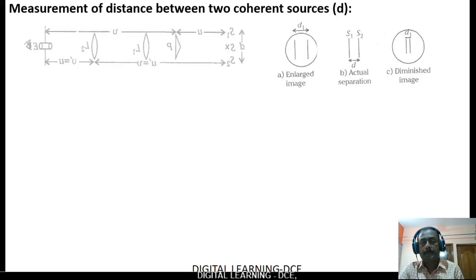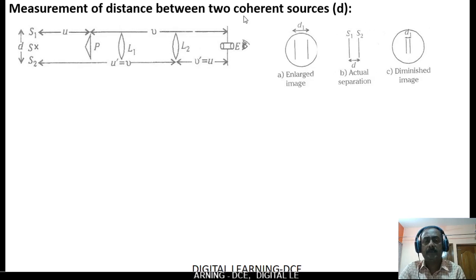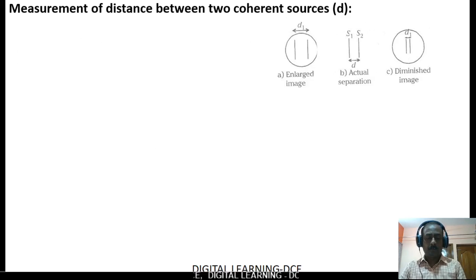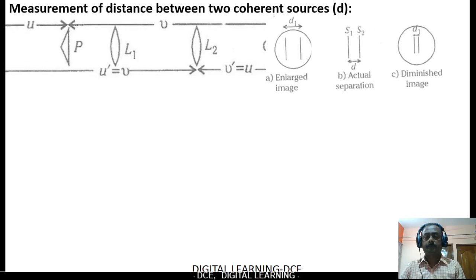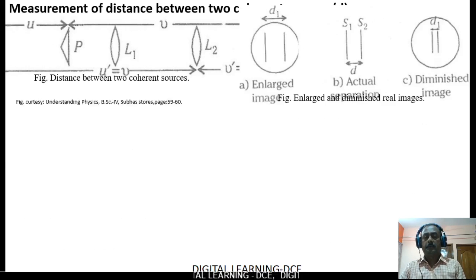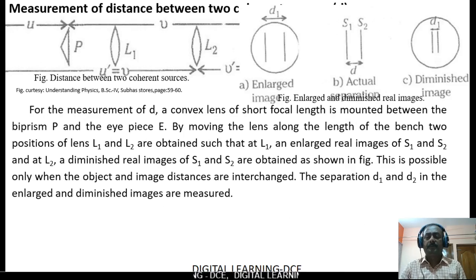Let us see the measurement of the distance between two coherent sources. Here, for the measurement of d, that means the distance between two coherent sources, a convex lens of short focal length is mounted between the prism P and the eyepiece. Here, prism and the eyepiece.